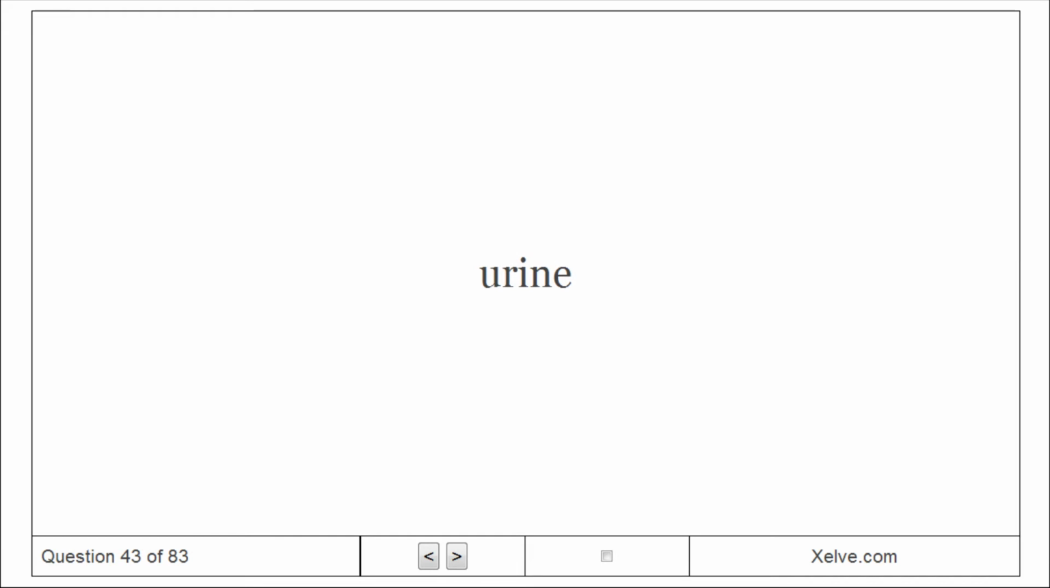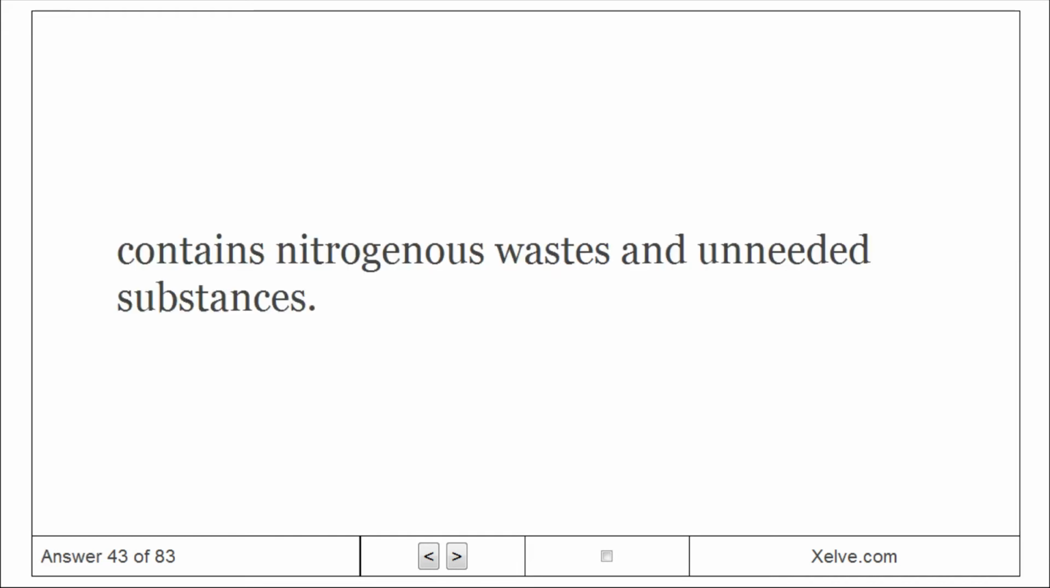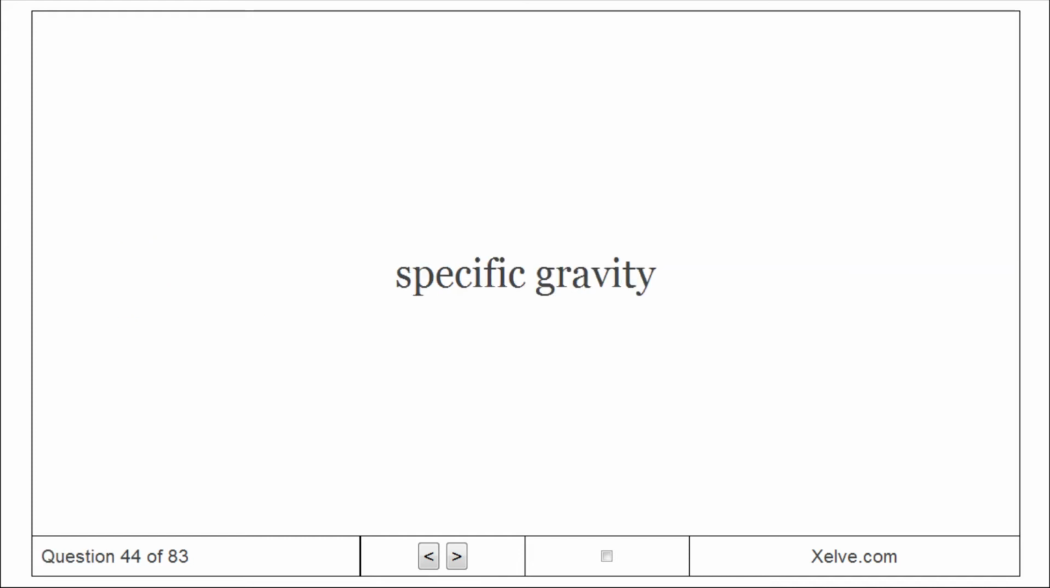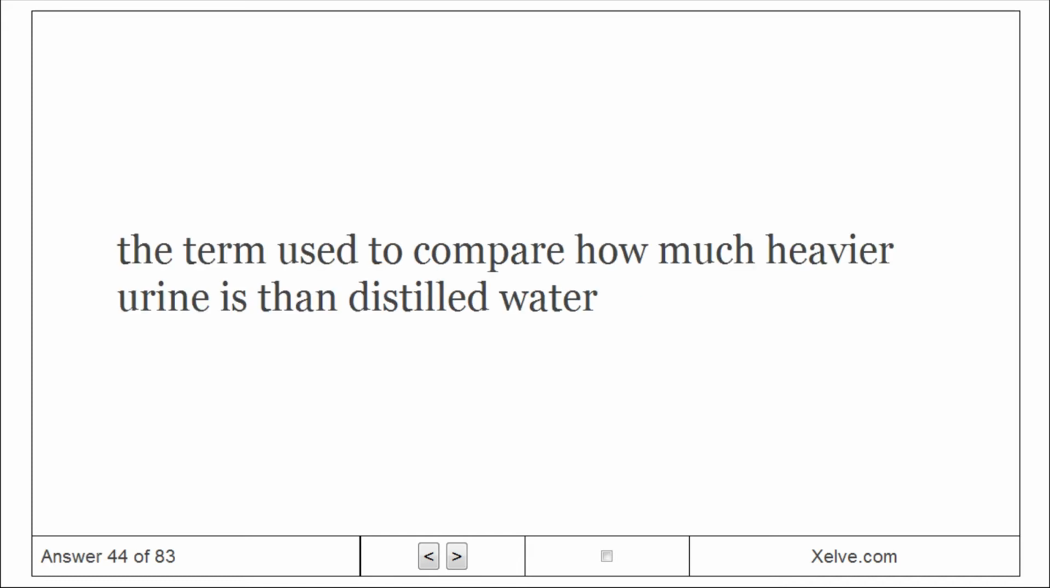Urine contains nitrogenous wastes and unneeded substances. Specific gravity: the term used to compare how much heavier urine is than distilled water.